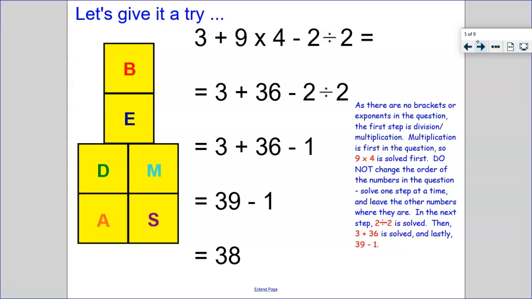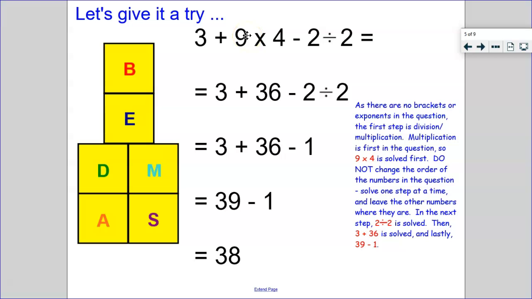Okay, so let's give it a try here. Here's your initial question. As there's no brackets or exponents in the question, the first step is division or multiplication in the order they appear. Both are there. This has a D and an M in that order, but again, these are interchangeable. So it's whichever appears first. So multiplication appears first, so that's what's done first.